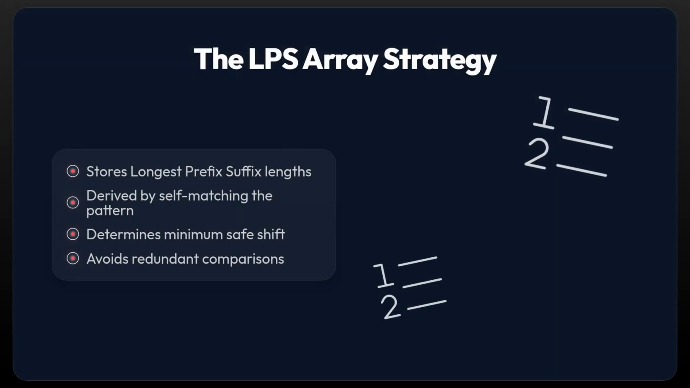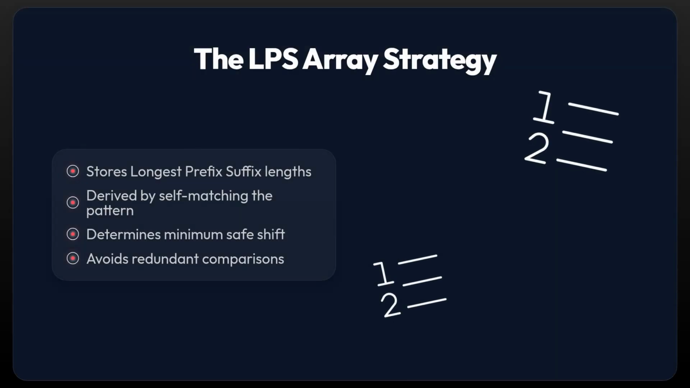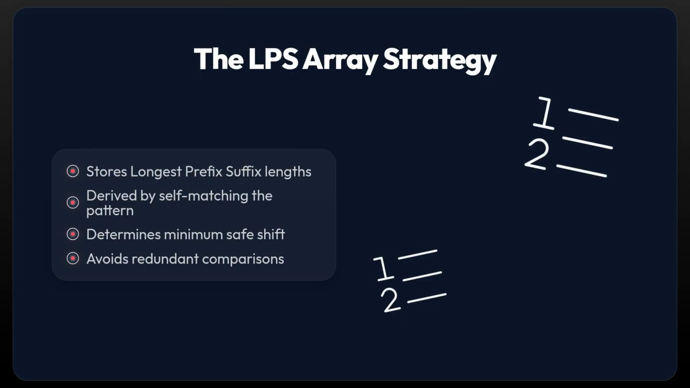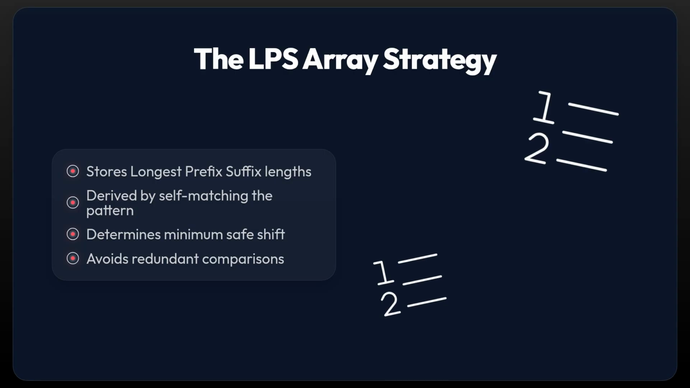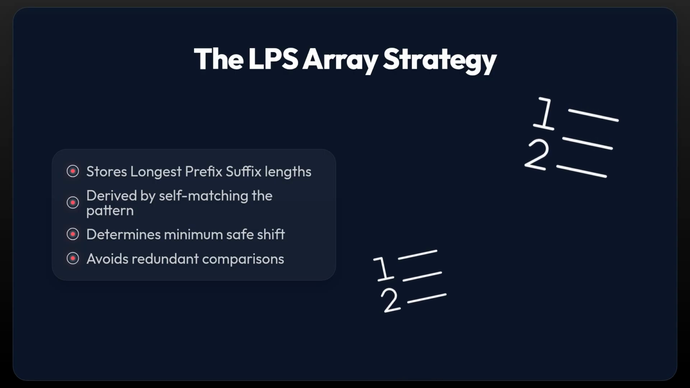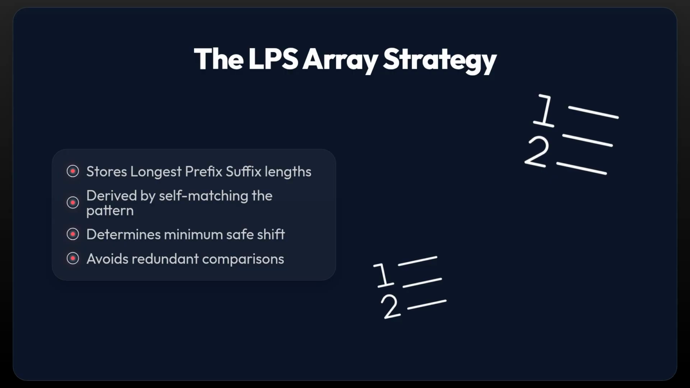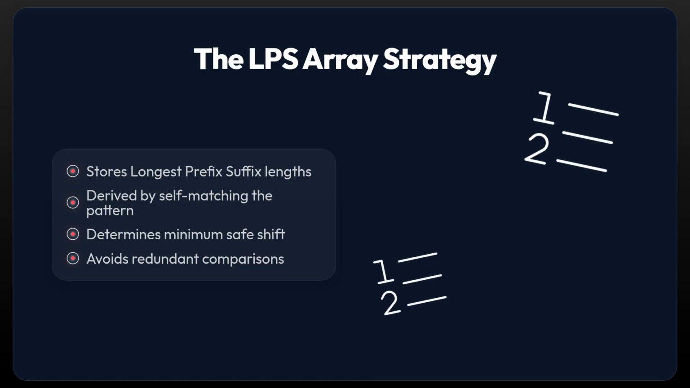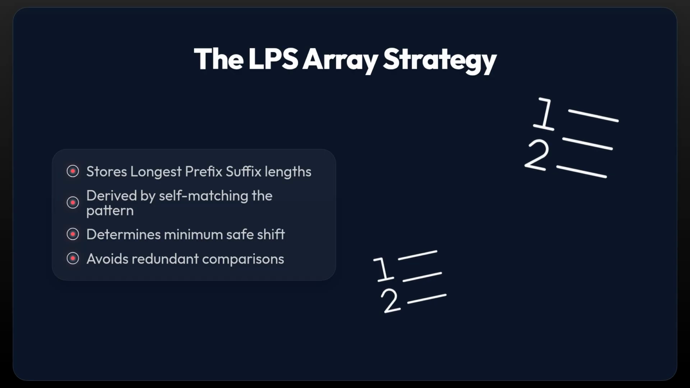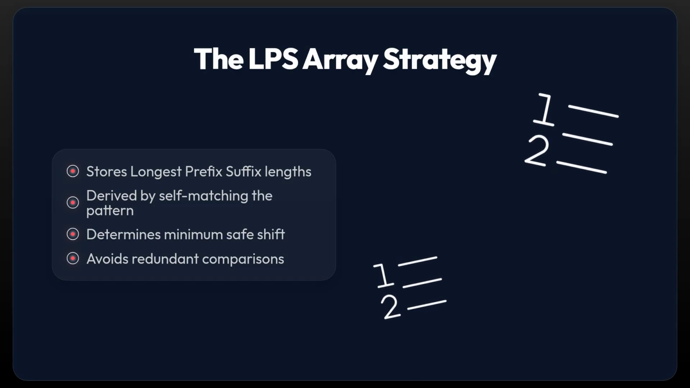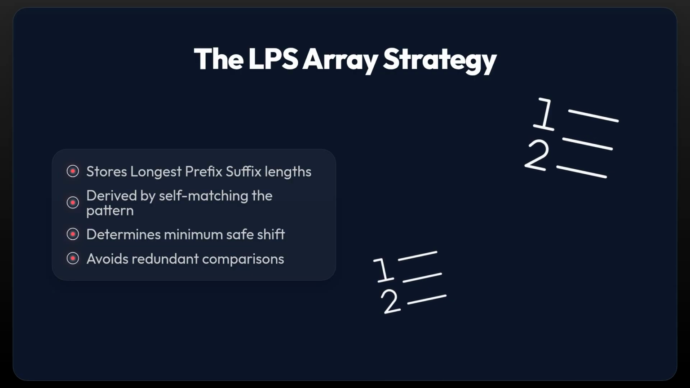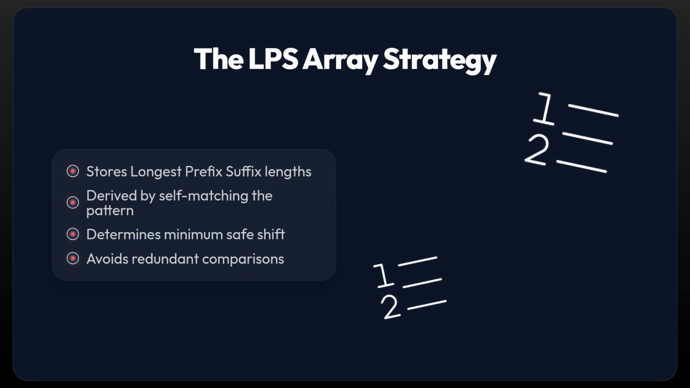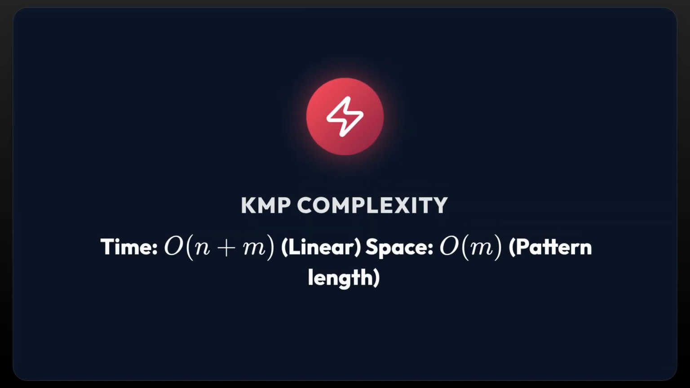The operational heart of KMP is the LPS array, or the pi table. LPS stands for longest prefix suffix. For every position in the pattern, this table tells us the length of the longest proper prefix that is also a suffix up to that point. If we mismatch, this table tells us exactly how far we can shift the pattern to align the prefix with the matched text.